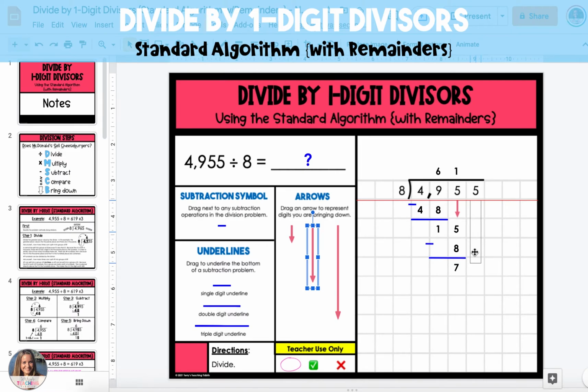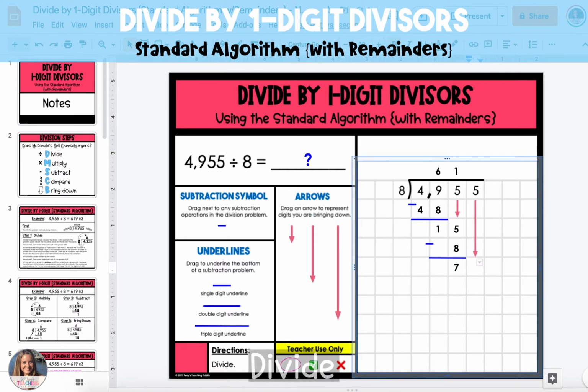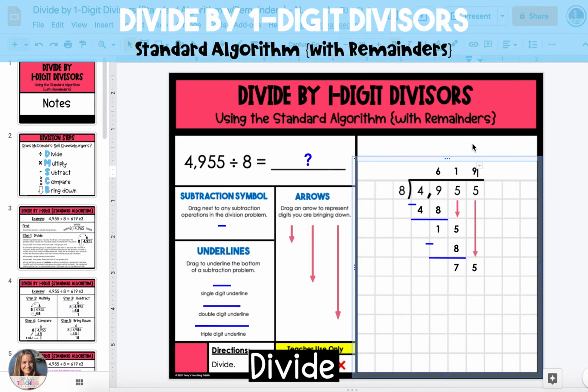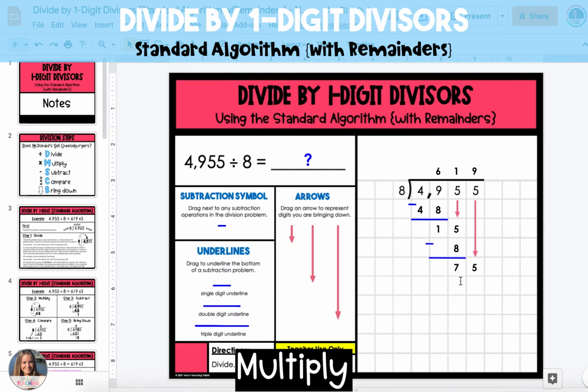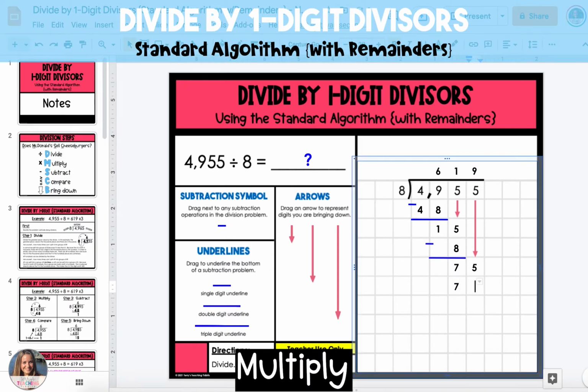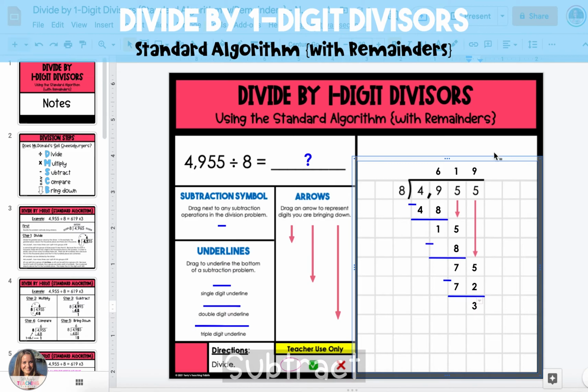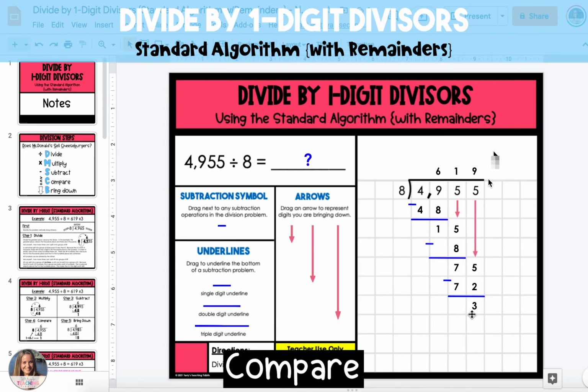After bringing down the 5 from the ones place, we now have 75 to divide by 8. 75 can divide by 8 9 times, so we'll put the 9 in the ones place of the quotient area. Now multiply the 9 ones by 8 to get 72 and put it under the 75. Now subtract 75 minus 72, which equals 3. Compare that answer to the divisor. It should be less, and 3 is less than 8.